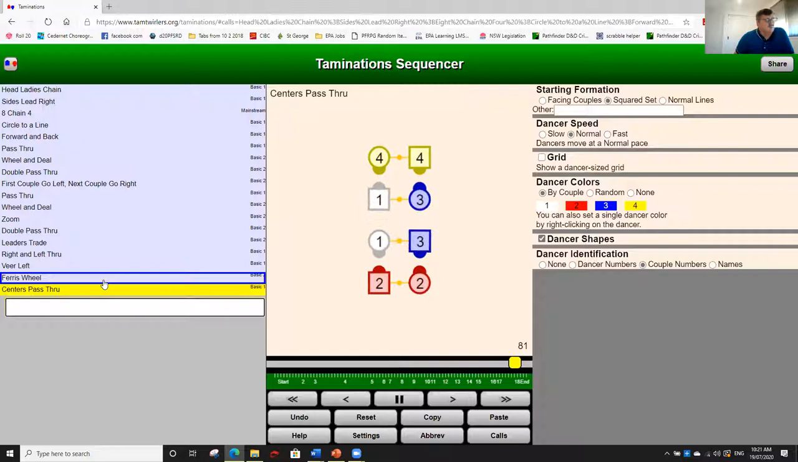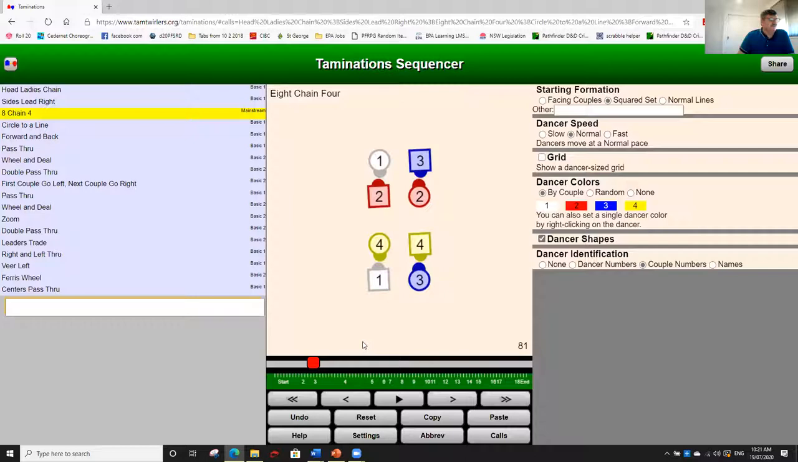I'm in a corner box. I can do a corner box interactive module. Right and left through, veer left, Ferris wheel, centers pass through. I could have also done that here. Right and left through, veer left, Ferris wheel, centers pass through, and brought myself right back to here. And then instead of doing that bit in the middle, gone right back to the singing call.